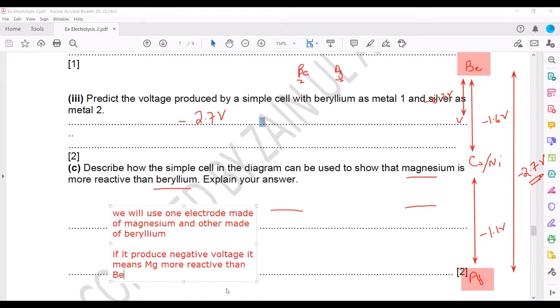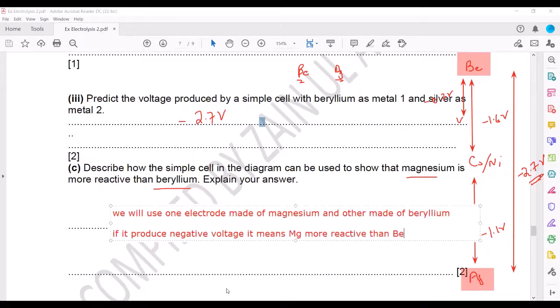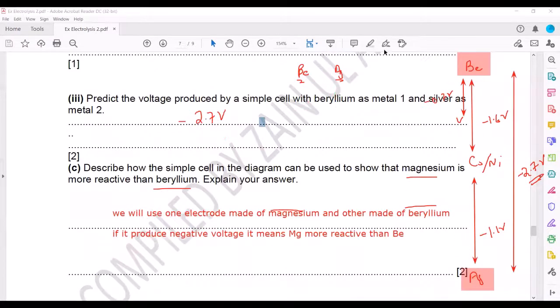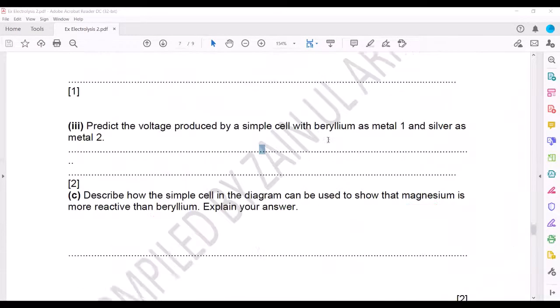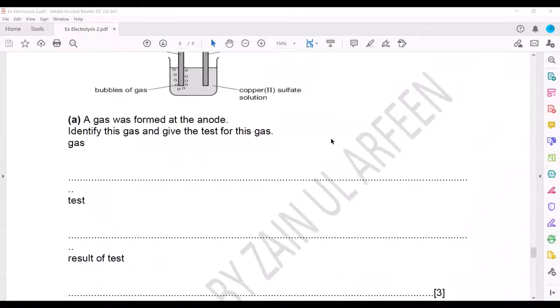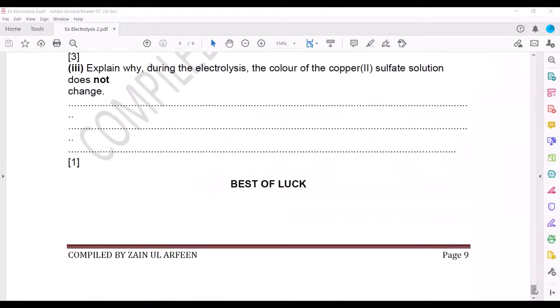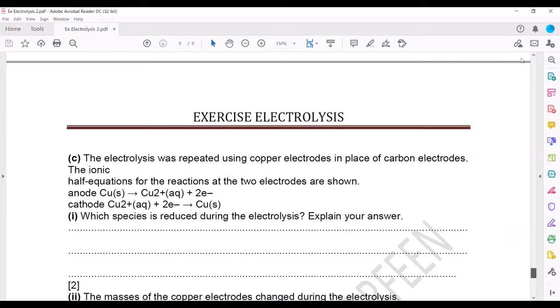Is it clear? Discussion about the chemical cell. The last part of the question was how we can work out whether magnesium is more reactive than beryllium. So we will take both electrodes, one made of magnesium, the other one beryllium, and it should produce a negative voltage. So this was a question related to a chemical cell.